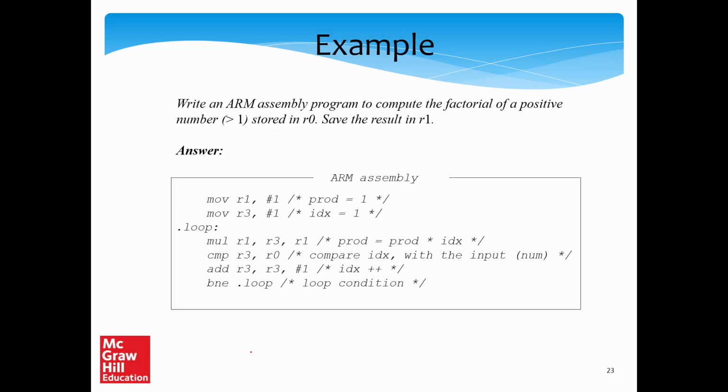So let's consider a simple program first, which is maybe the most important. Let's write an ARM assembly program to compute the factorial of a positive number. Assume the number is large enough, greater than 1. The number is stored in R0 and save the result in R1. Let me give you 10 seconds to look at this particular program.